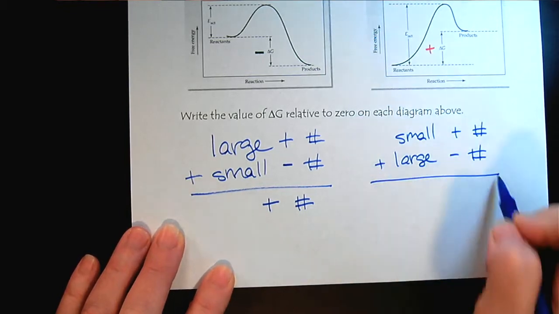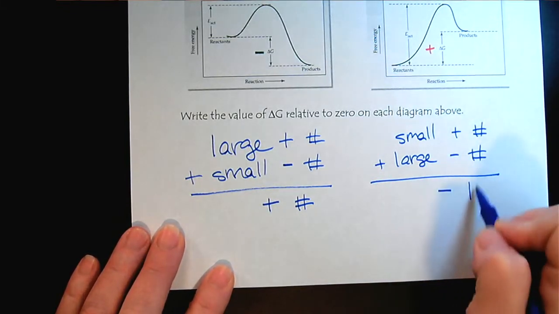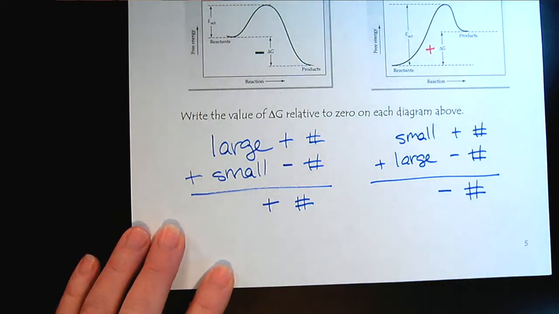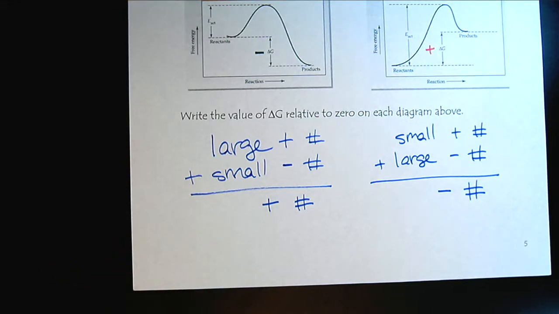Likewise, let's say we have a very small positive number, and we have a very large negative number. What happens when we add those together? We know that we'll end up with a negative number. So this very simple concept is what we're going to use on the next page to make some predictions about Gibbs free energy. So let's go ahead and move to the next page.